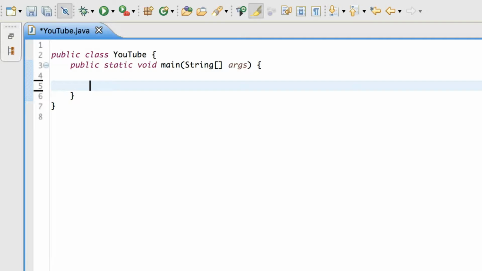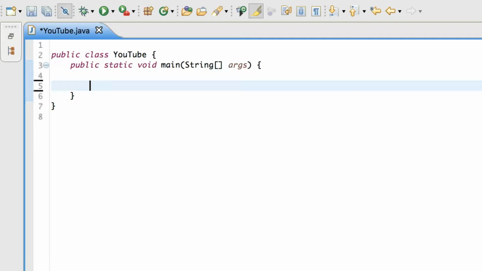Today we're going to be talking about if statements, and basically what an if statement is you telling the computer, if this happens, then do this, okay? And if this doesn't happen, then do that. Those are the basics of an if statement.